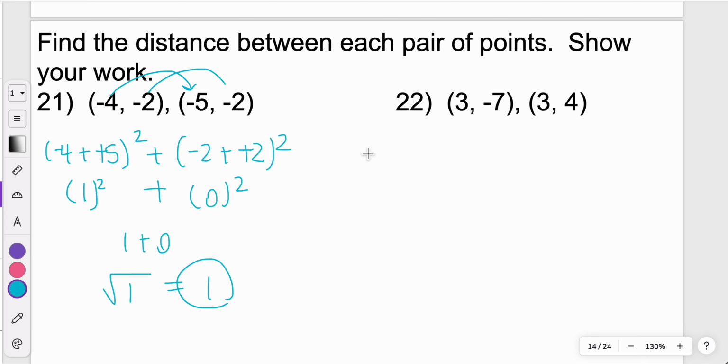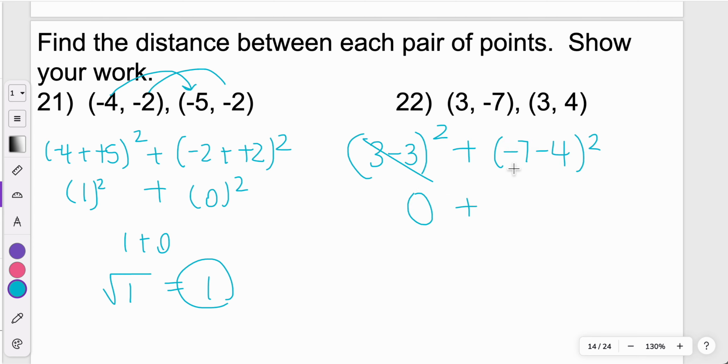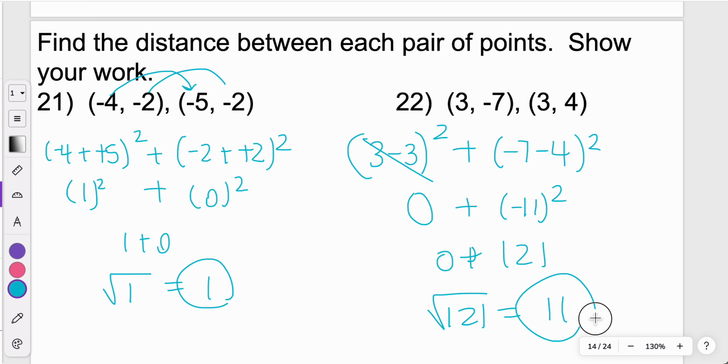And then for 22, starting over again, x is 3 minus 3 squared plus y's, negative 7 minus 4 squared. These are just going to cancel out, give me 0. And then negative 7 minus 4 is negative 11. Squaring that, I get 121. And 0 plus 121 is just 121. So the square root of that is 11.